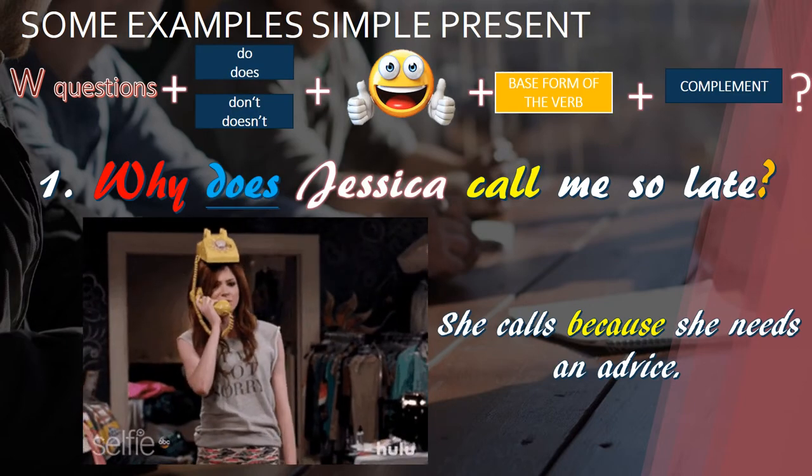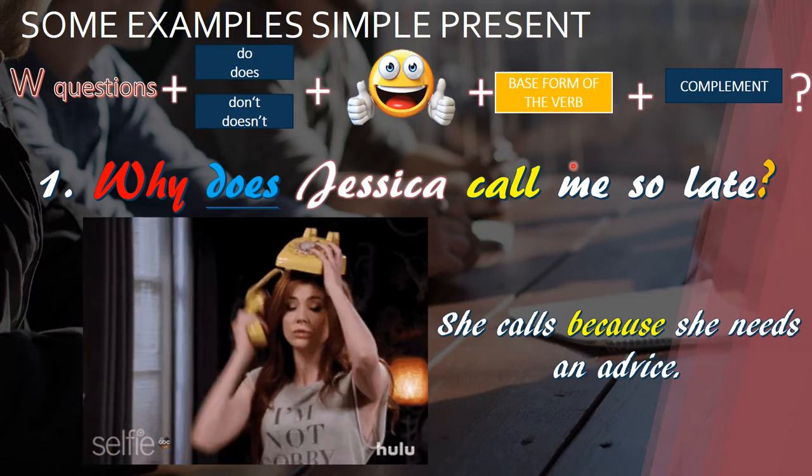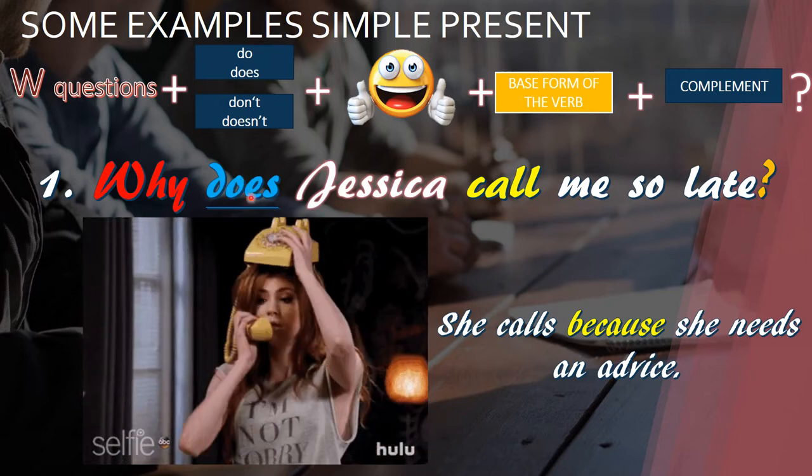Second example. Why does Jessica call me so late? Why is the double question. Does, okay, el auxiliar. Jessica is the subject. Call is the base form of the verb. Call me so late. Okay, me so late is the complement. Aquí en este caso literalmente significa ¿por qué Jessica me llama tan tarde? Y usa el does porque es un she, ¿sale? So why does Jessica call me so late?